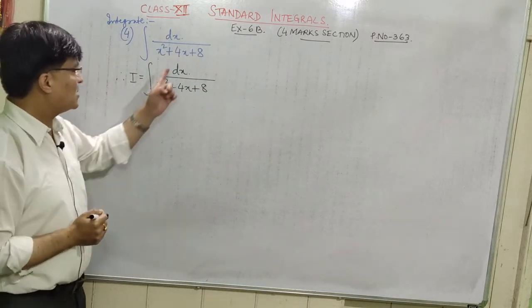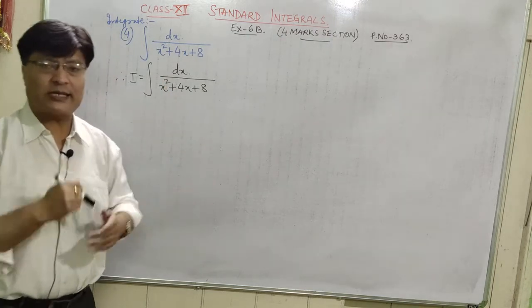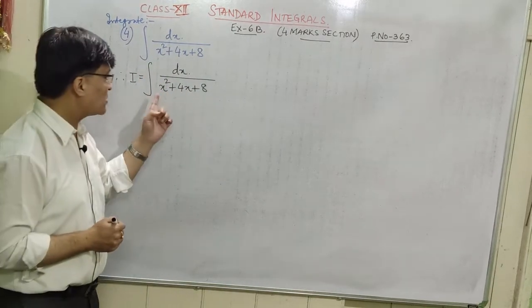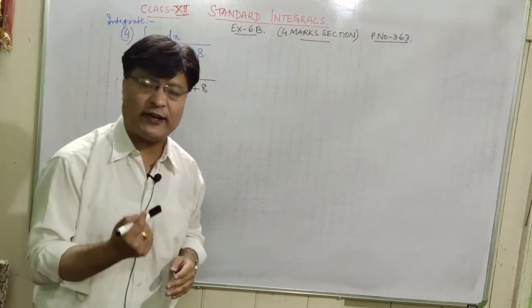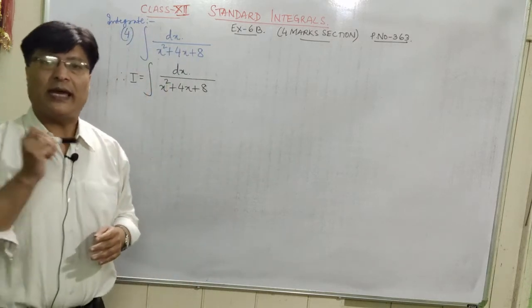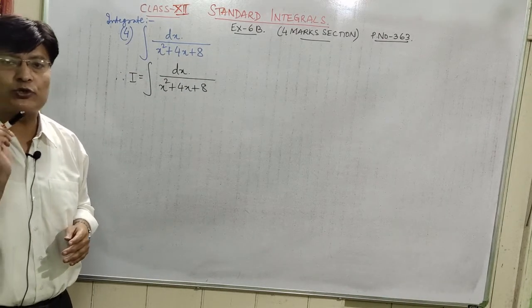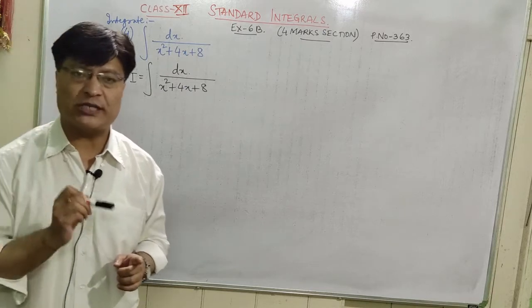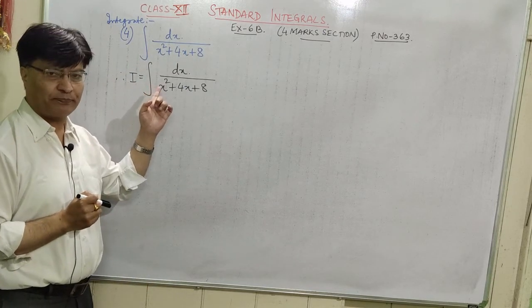So in this case, dx divided by x square plus 4x is also there, constant 8 is also there. So you have to convert this, first of all, x square plus 4x, you should convert it into perfect square form, that is a square plus 2ab plus b square form. And always you should remember that the coefficient of x square should be positive 1. So here the coefficient of x square is already positive 1.